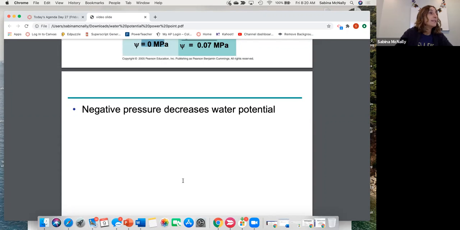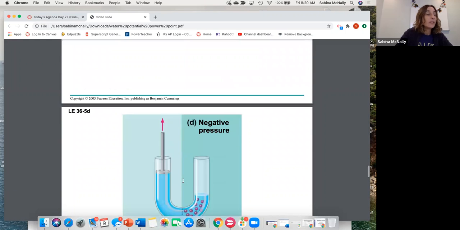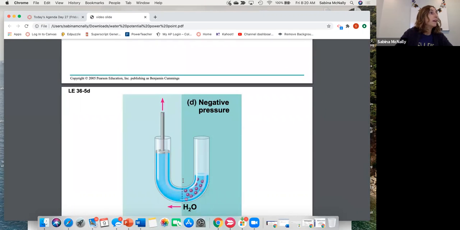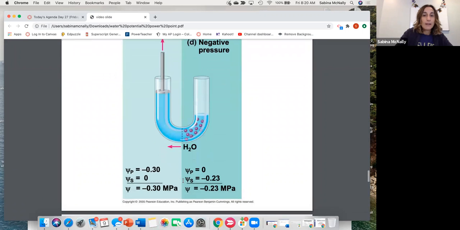Okay, that creates negative pressure. Negative pressure is not pushing down on something, but pulling up on something. So here you can see that I can put negative pressure on this side of the tube. I could put it on that side of the tube too, but in this scenario, I'm putting some negative pressure. See how it's negative?